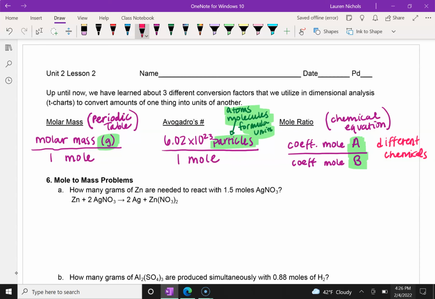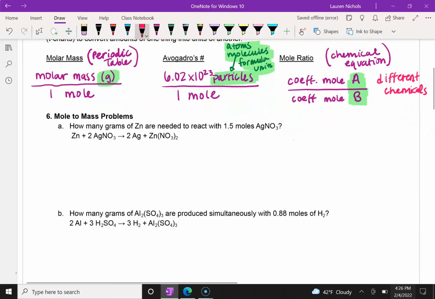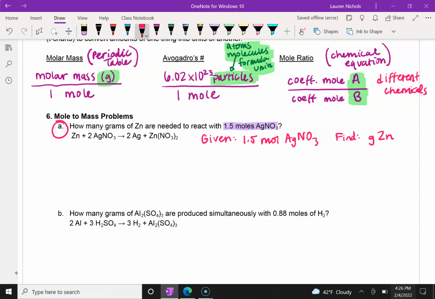And so we just use them in different combinations. So we're going to look at 2 different types of problems. The first one, we will do this problem here. It says how many grams of zinc are needed to react with 1.5 moles of silver nitrate? So when we label what we're given and what we are trying to find, we are given in the problem 1.5 moles of silver nitrate. And it says that we're trying to find, how many grams of zinc. So we have grams of zinc.